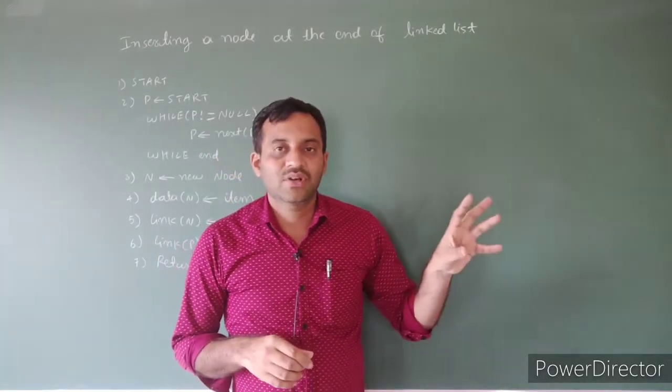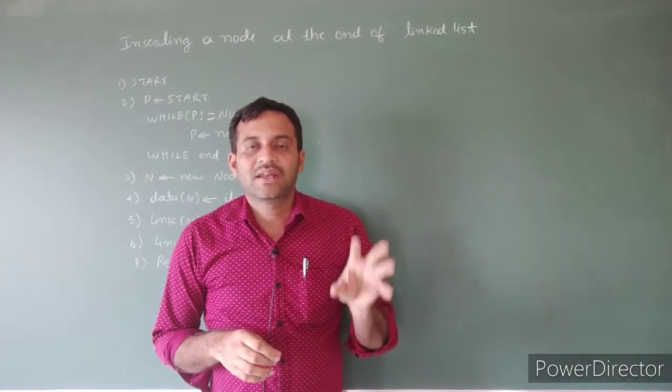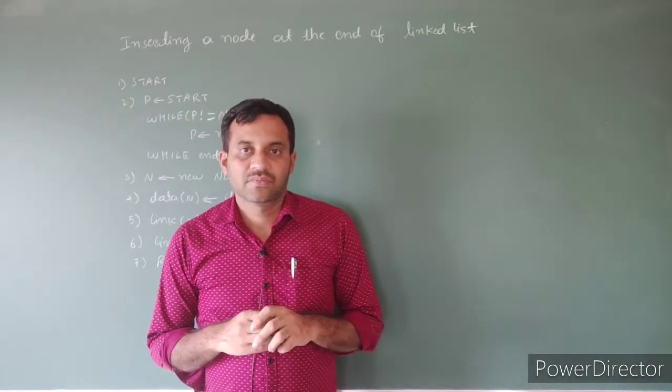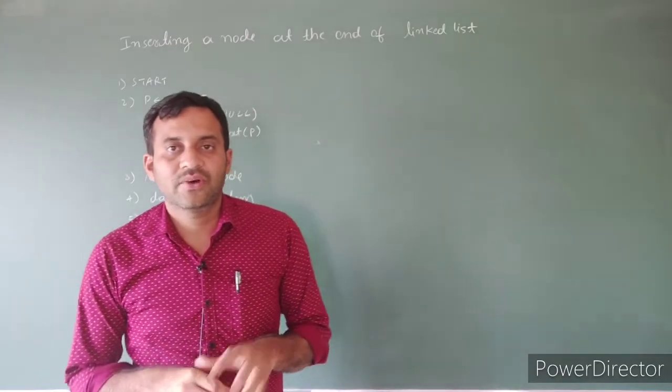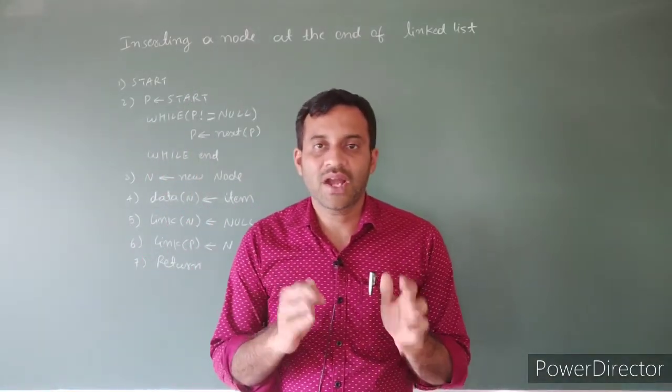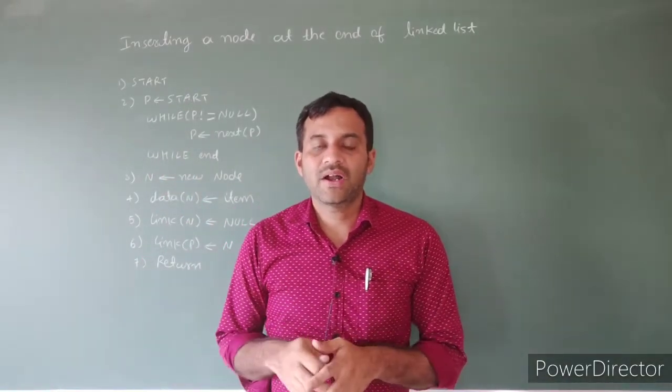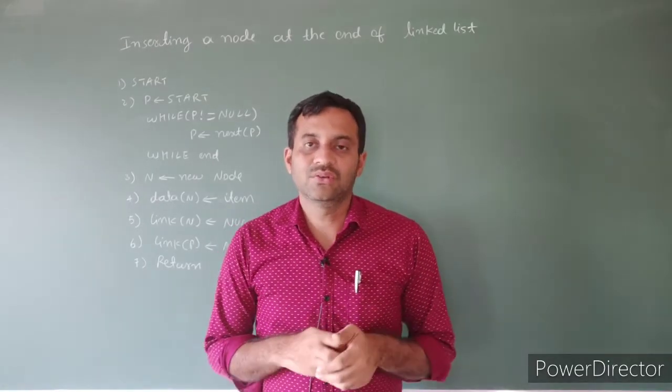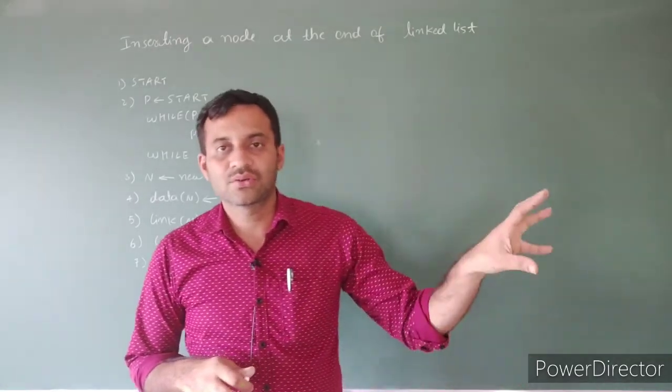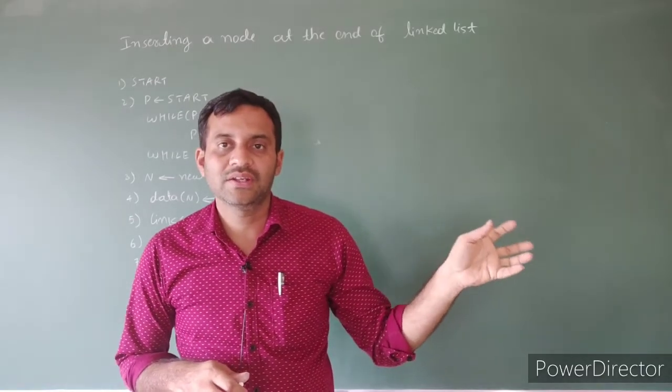Once we know the last node of a linked list, create a new node. After creating the new node, for the data part, assign the value. For the link part, assign the null value. Then attach that node to the last node of the linked list.